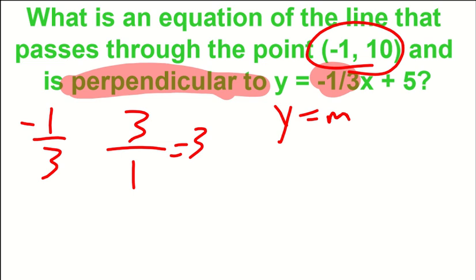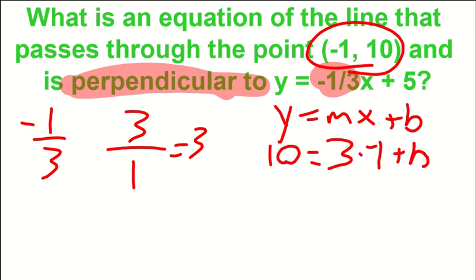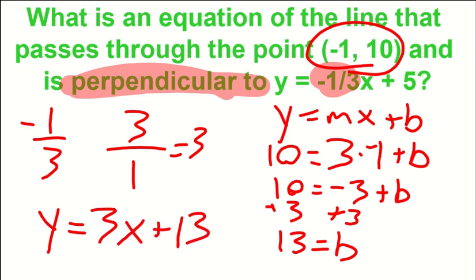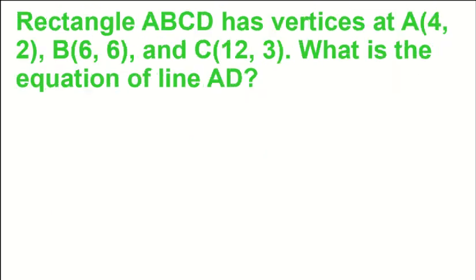We use y equals mx plus b. We plug in the numbers. The y value is 10. M's our slope of 3. X value is -1. And we're trying to find b. So we multiply. So that gives us -3 plus b. And then when we solve, we would add 3 to each side. So that means b equals 13. So we'd have y equals 3x plus 13, like she said. Questions on that one? So, if it's perpendicular, flip it, change the sign.